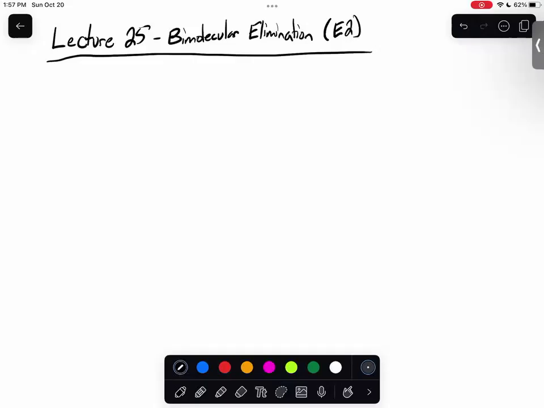Hello, everyone. Welcome back. So today we're going to be talking about bimolecular elimination, which is known as E2. And so E2 is a reaction that I will once again give you the requirements for it. It requires a strong nucleophile/base, and it requires a good leaving group.